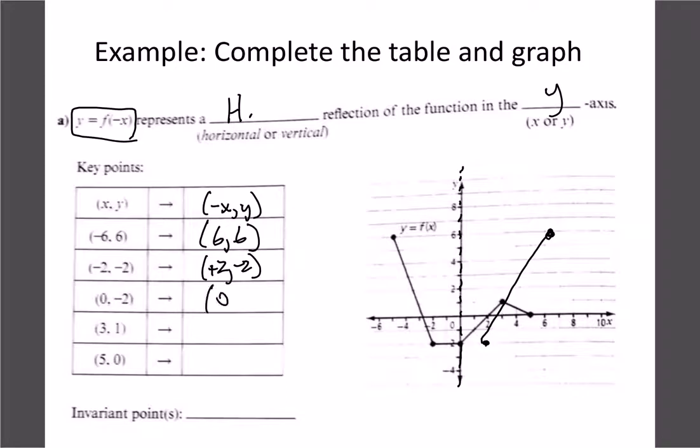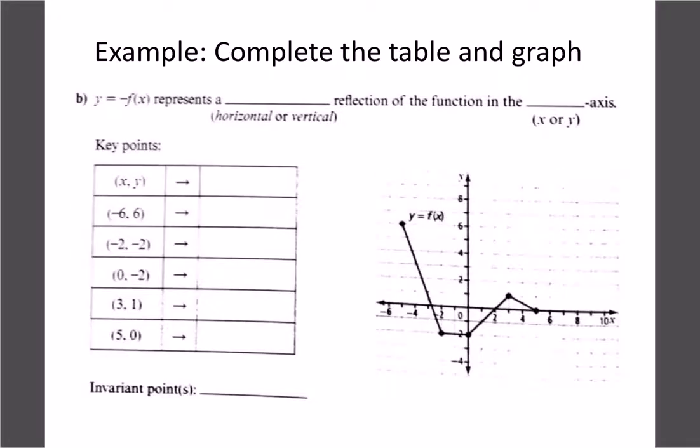Let's keep going. 0 doesn't change, right? So that one ends up being the exact same point, it's going to be our invariant point. And we can keep going with the rest. The next one will be negative 3, 1, so that's about there. And our last one would be at negative 5, 0, which is about there. And that's it. So there's our horizontal reflection of this function.